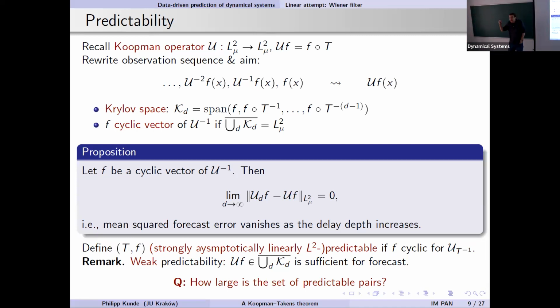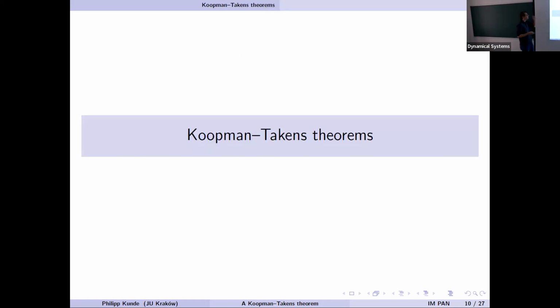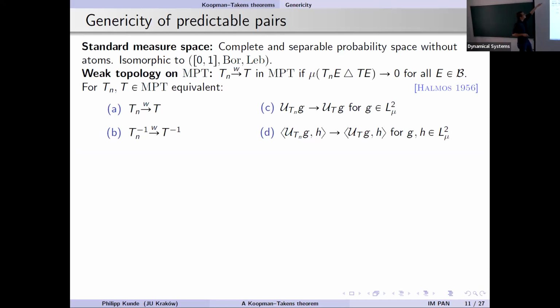And we again ask the question: how large is this collection of predictable pairs, of dynamics and observable? How large is the collection of measure-preserving transformations T that have a cyclic vector F? And then for those, how large is the collection of cyclic vectors? A couple of results in that direction, and the first one is in the spirit of Takens' original result, on the genericity of predictable pairs.